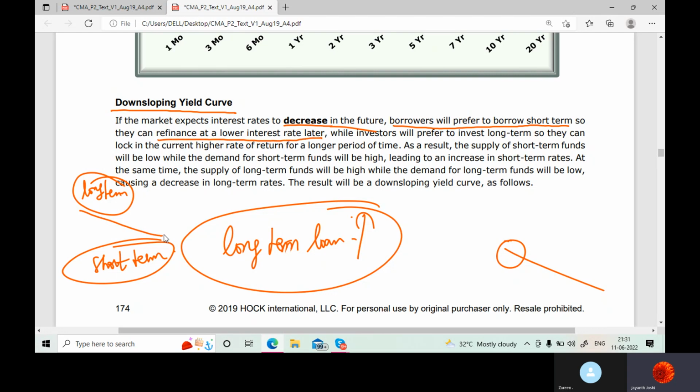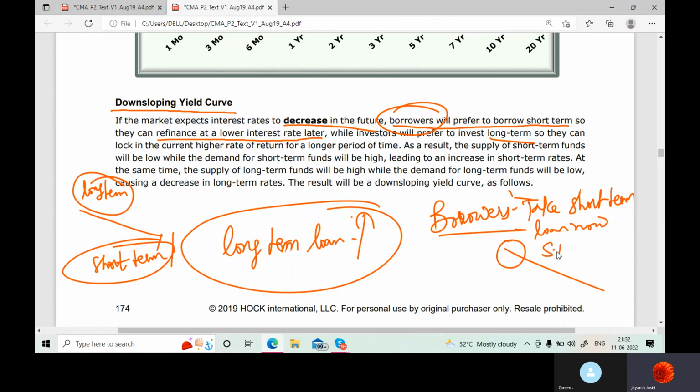What they can do is borrow short term, and when the short-term maturity ends, like after 5 years, you pay this off, and then you go for a long-term loan, so that you get loans at cheaper rates. Now, investors prefer to invest long term. So this was about the borrowers. Borrowers take a short-term loan now. This is from the borrower's perspective. Long-term rates are high now. In future, long-term rates will decrease. So they can refinance.